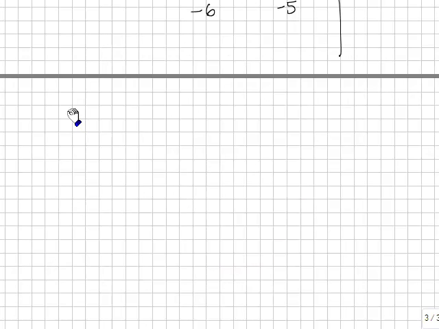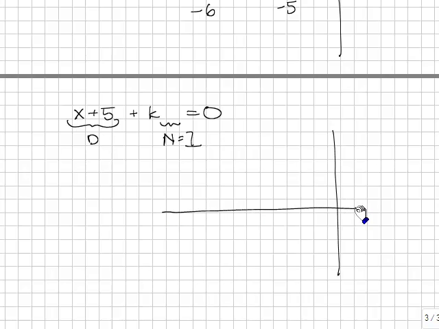Here's another example. s plus 5 plus k is equal to 0. Here's the d polynomial. Here's the n polynomial. In this case, it's just 1. Plot the roots. We begin with the poles of the system, that is the roots of the d polynomial, minus 5. Next, we plot the roots of the n polynomial.